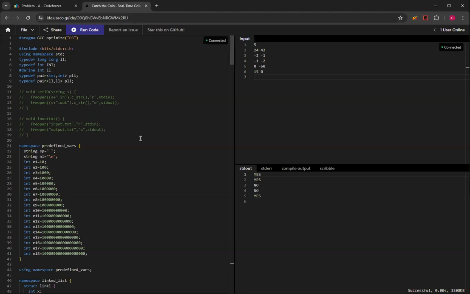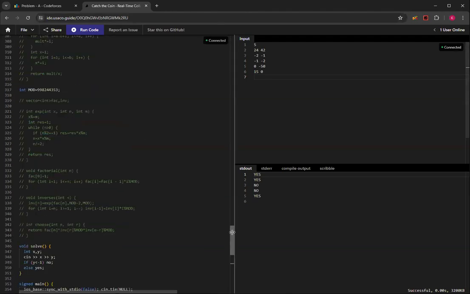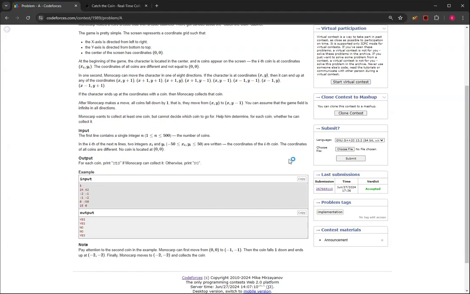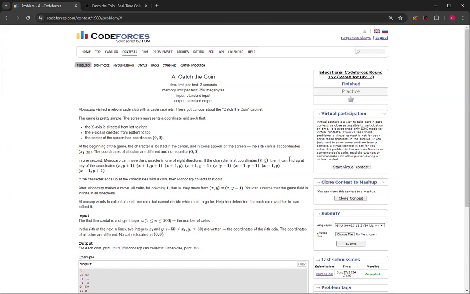So it's a very simple implementation. It's just, if y is less than negative 1, then you print no. Otherwise, you just print yes. So yeah, that's how you solve Catch the Coin, question A from Educational Codeforces Round 167, rated for Division 2.